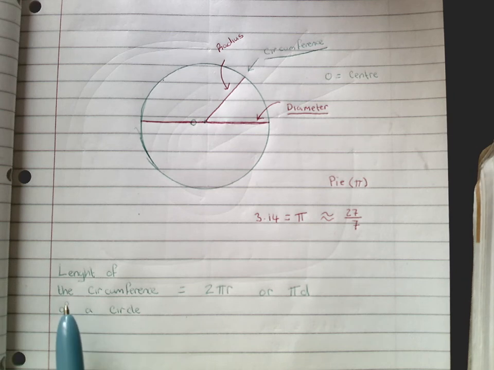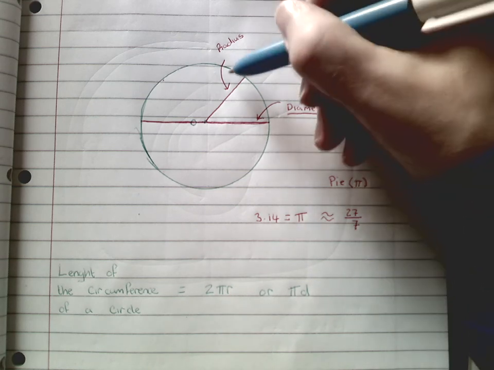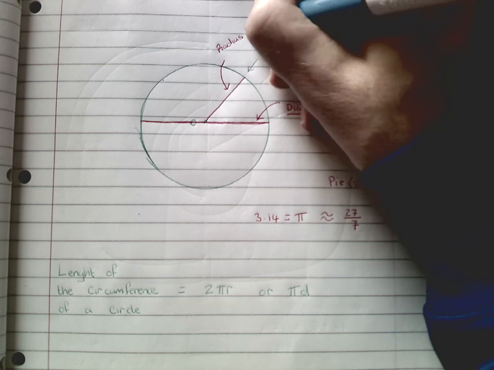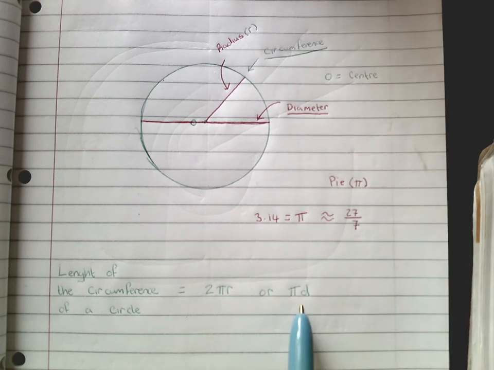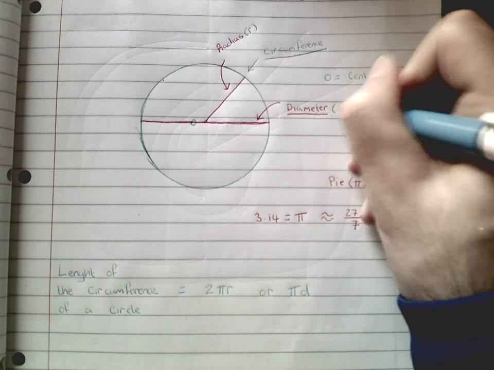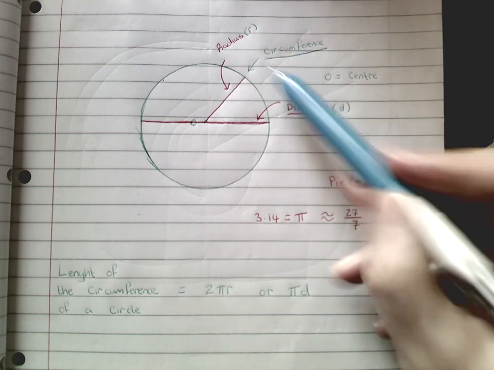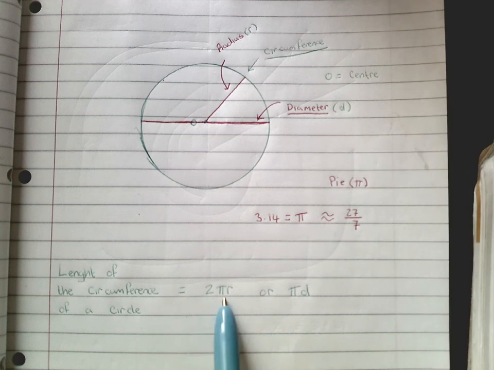So the formula that we use in order to get the length of the circumference of a circle is 2 pi r, where r is the radius. So again, if we go back here to our drawing, this here radius is r. Or we can just do pi times the diameter. So the diameter is this d here. So that's what we mean when we look at a circle, radius and diameter. So 2 pi r, or pi times the diameter.